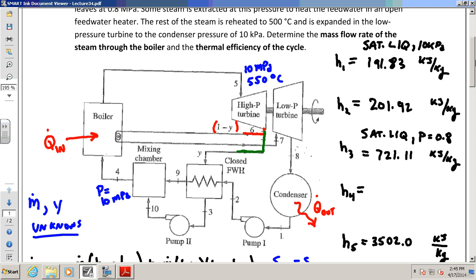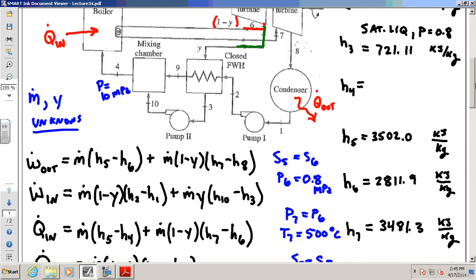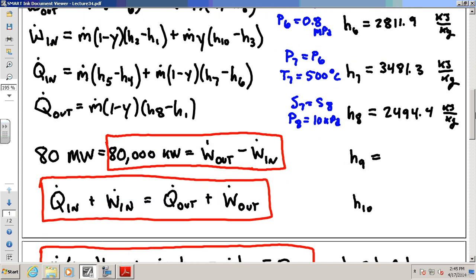Okay. And then to go down to H10. How do you get H10? Just anybody? It turns out to be 731.37.